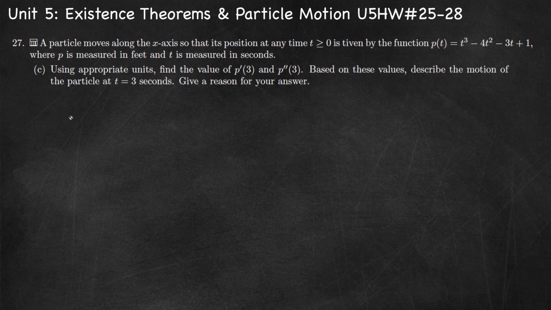So we found that p prime of 3 was equal to 0 and p double prime of 3 was equal to 10. So what does that tell us about the motion of the particle? Well, the p prime is our velocity, and that's 0. P double prime is our acceleration, and that is positive.